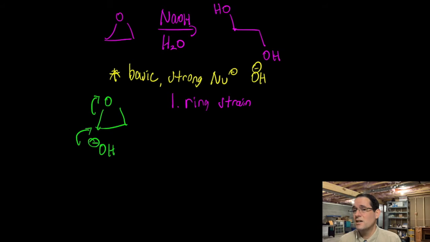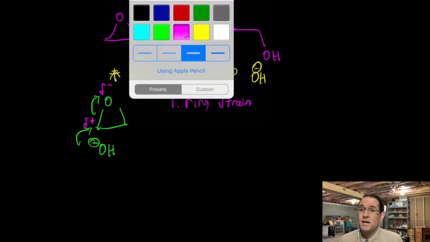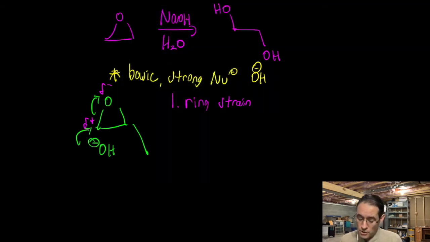Remember, the ideal bond angle for an sp3 hybridized atom is 109.5. These bond angles are significantly less than that. The other reason epoxides are reactive towards strong nucleophiles is that there's significant polarity of the carbon-oxygen bond. So you can just think about electrostatics and opposites attracting. This nucleophile is attracted to this electrophile by the partial positive charge on the carbon atom.